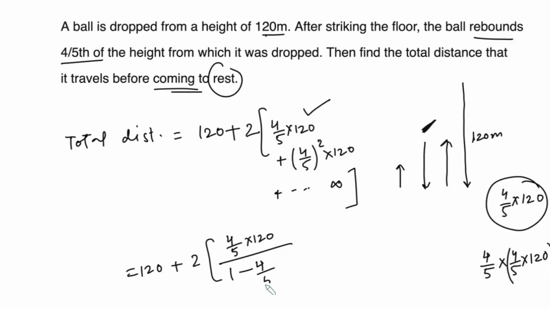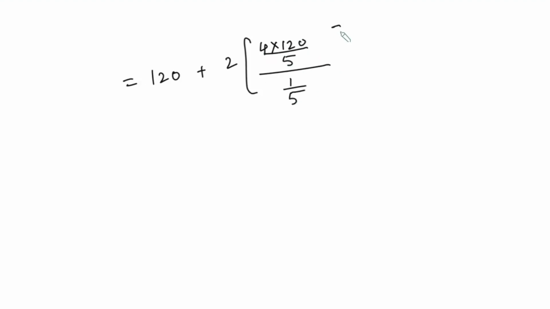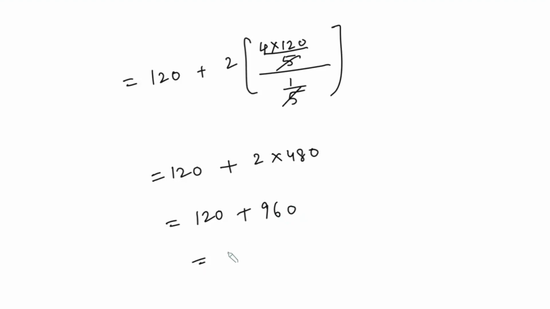So that is equal to 120 plus 2 times 4 times 120 over 5 divided by 1 over 5. We can cancel out 5. So that is 120 plus 2 times 480. And that's 120 plus 960, or 1080 meters.